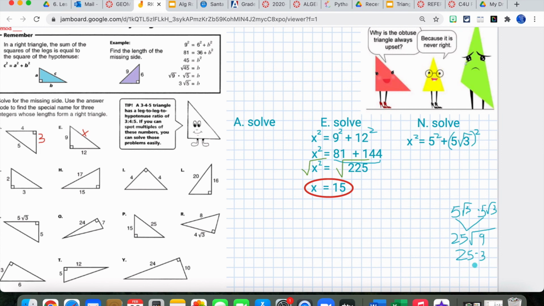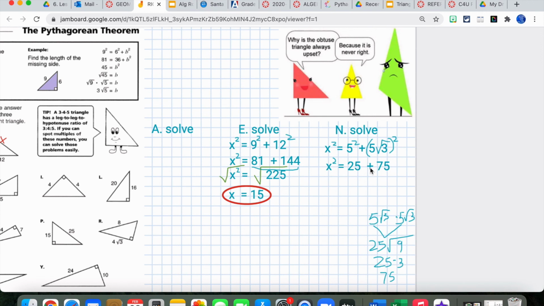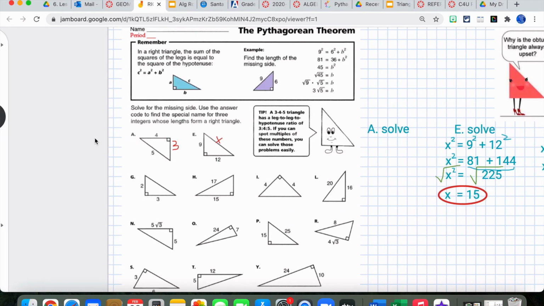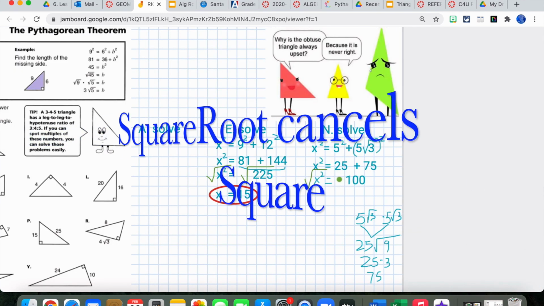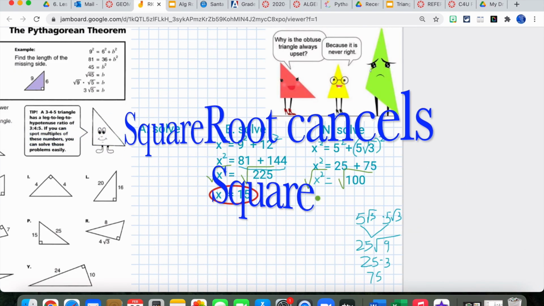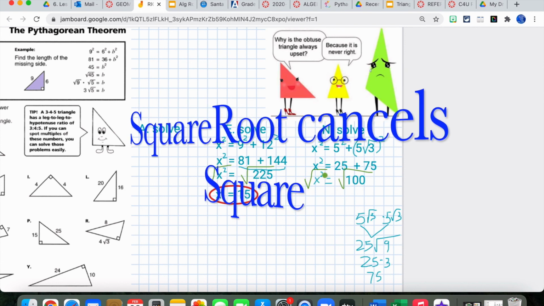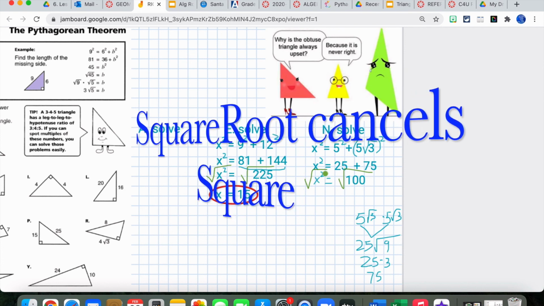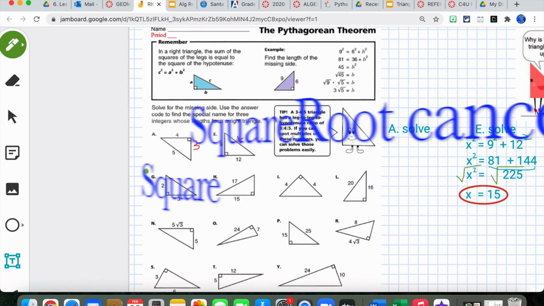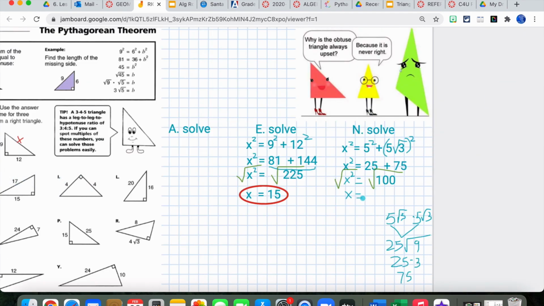3 times 5 is 15, hold 1. 3 times 2 is 6, with 1 is 7. Go ahead and add 25 plus 75. On the right hand side, 5 plus 5 is 10, hold 1. 7 plus 2 is 9, with the 1 is 100. x squared equals 100. We take the square root of both sides, and I can get x by itself. The square and the square root cancel each other out, and I end up with just x. The square root of 100 is 10 times 10, so my answer here is going to be 10.